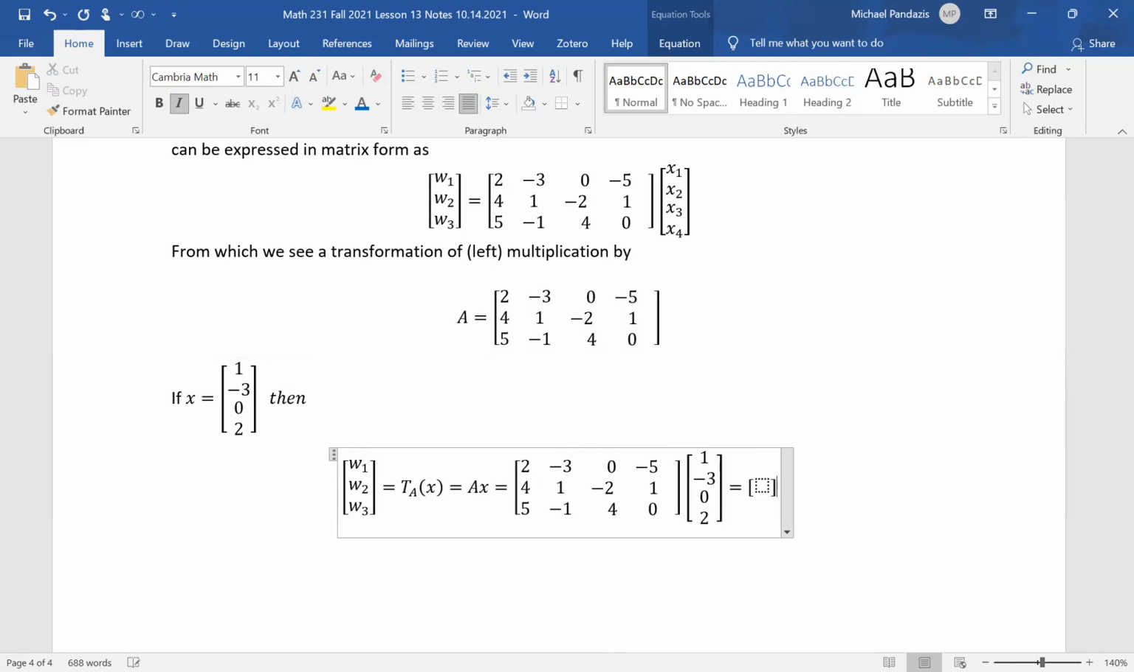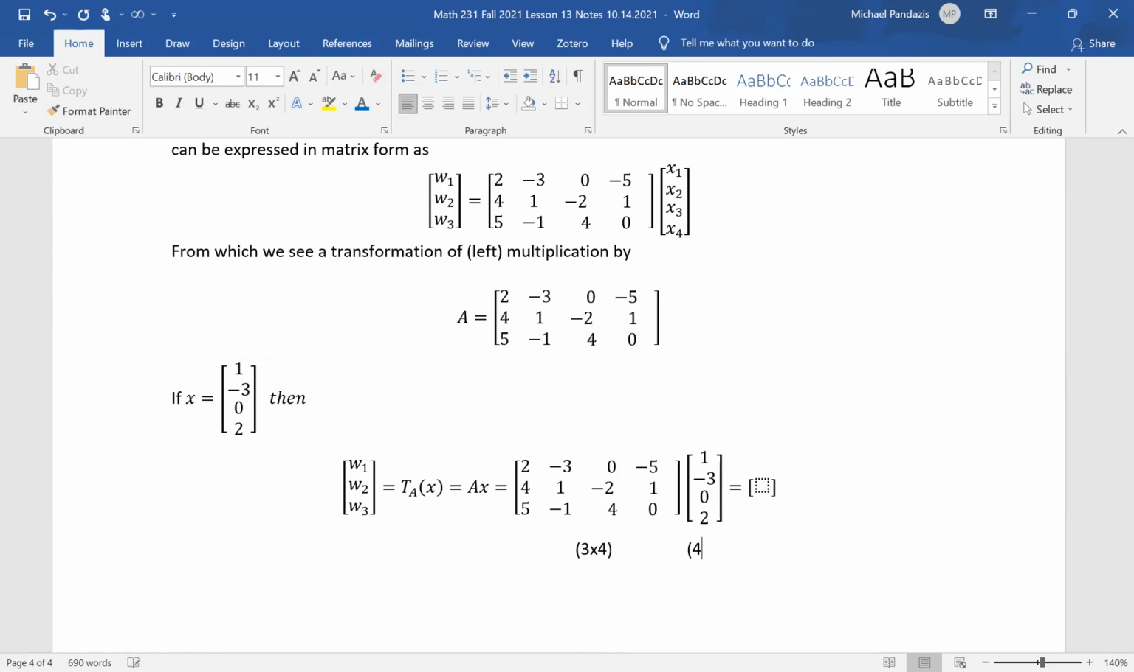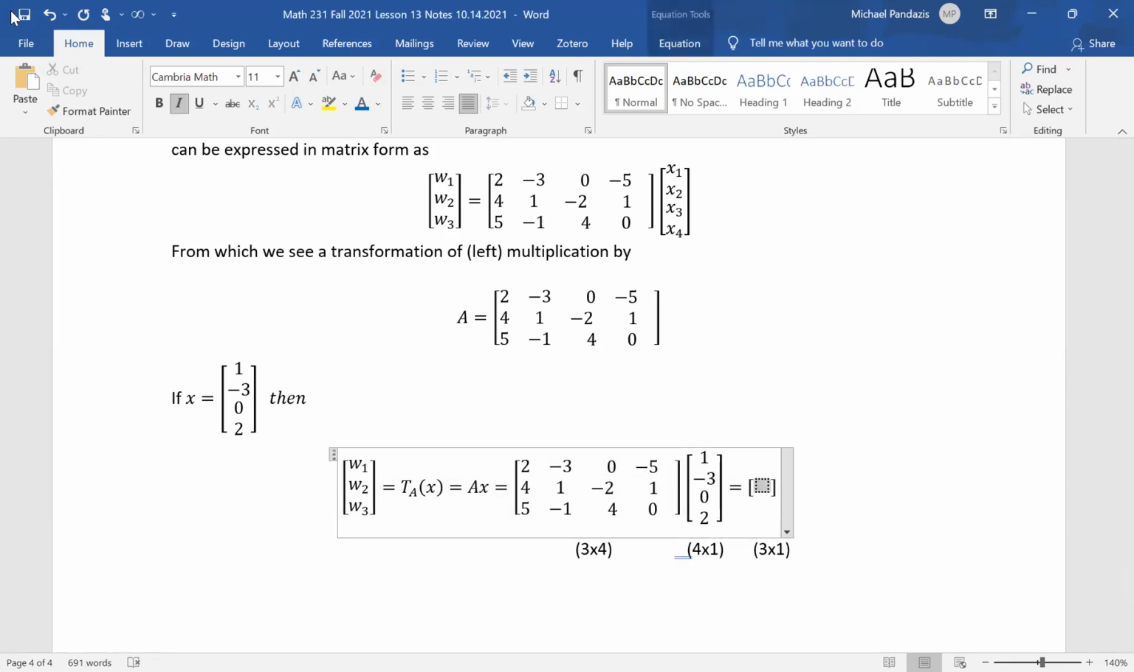Okay, so if you multiply those two things, you can think about the size of this matrix. Well, the size of that matrix is 3 by 4. And the size of this matrix is 4 by 1. So since the inside entries are both 4, they're the same, you can multiply them, and the size of the product is determined by the outer entries, and so the product is a 3 by 1 matrix. So you have a 3 by 1 matrix there. And so what I want is a column vector with 3 components in it.